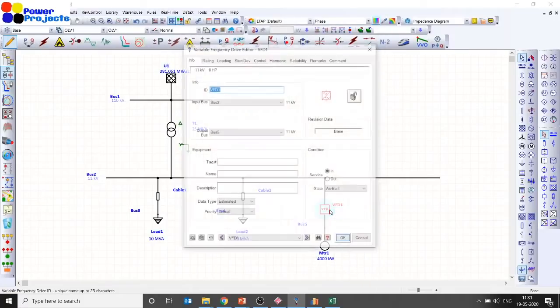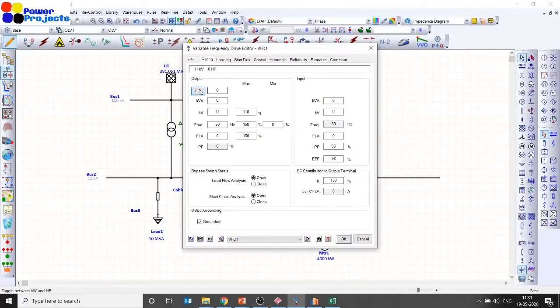The variable frequency drive output should be higher than your motor input. So I might be giving say 4300 kilowatt, right? The input power factor can be 100, but efficiency, for example, 94, right? That gives the input kVA of that variable frequency drive.